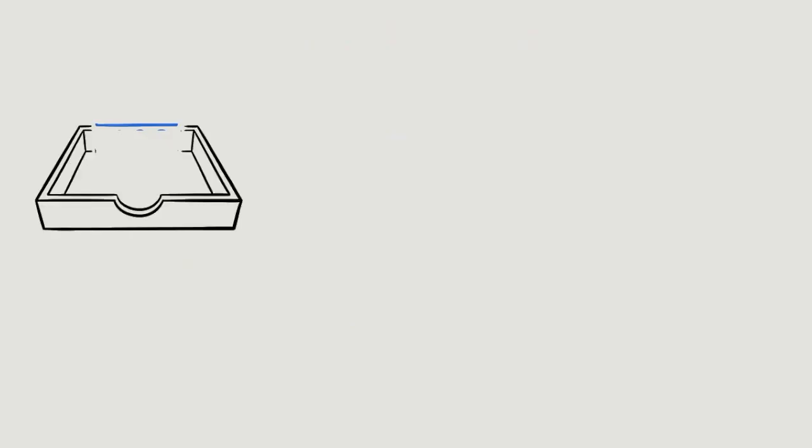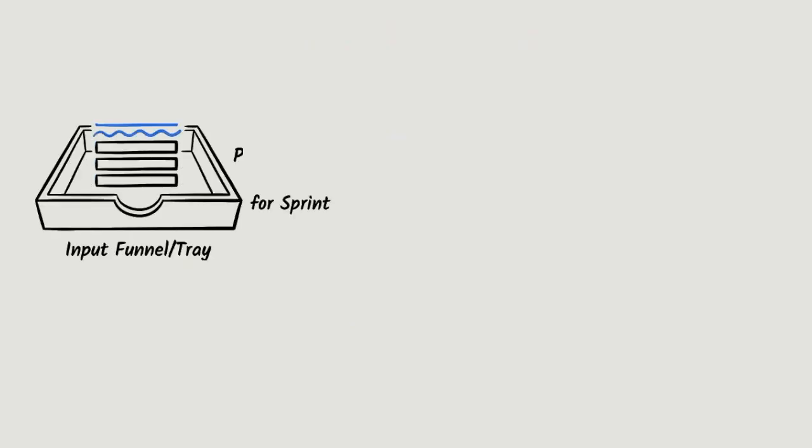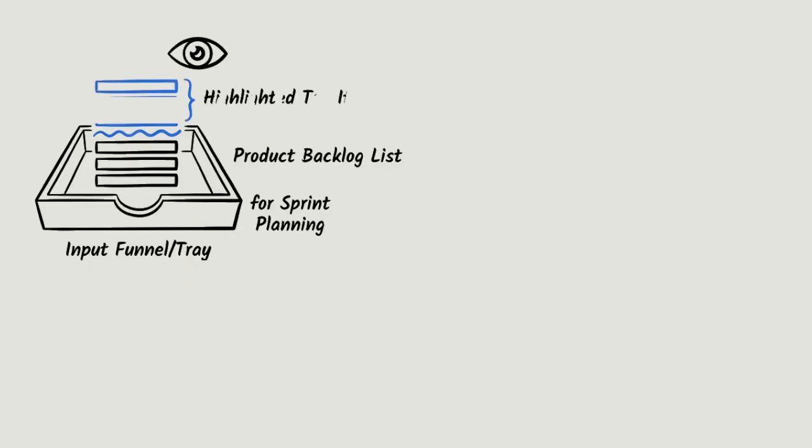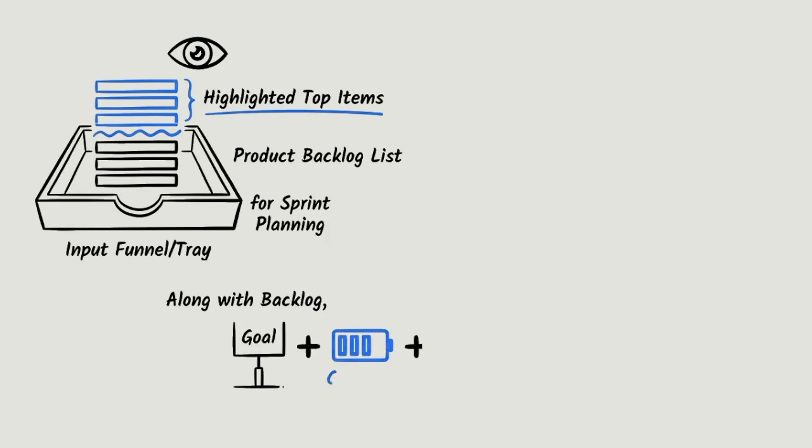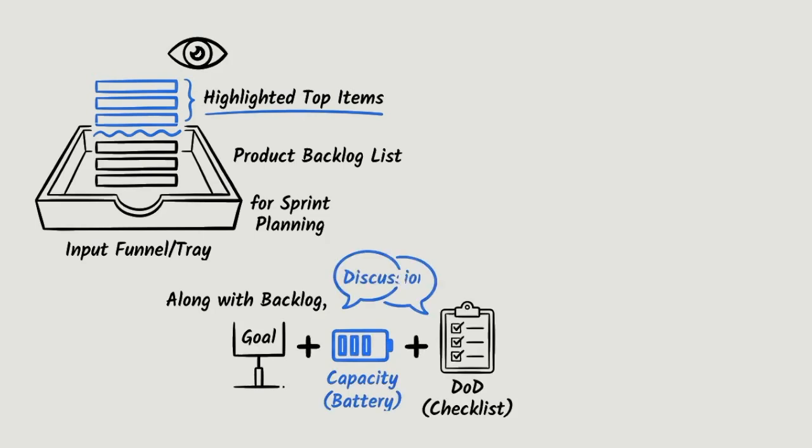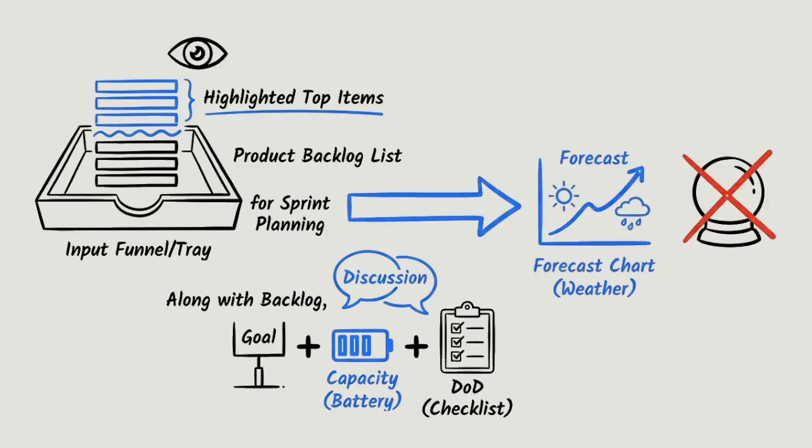The primary artifact used as input for sprint planning is the product backlog. The team mainly looks at the top ready items in the product backlog. The product goal, team capacity, and the definition of done also guide the discussion. These inputs help the team make a realistic forecast instead of guessing.